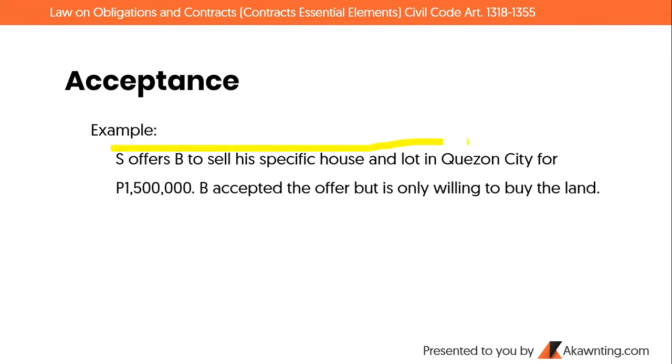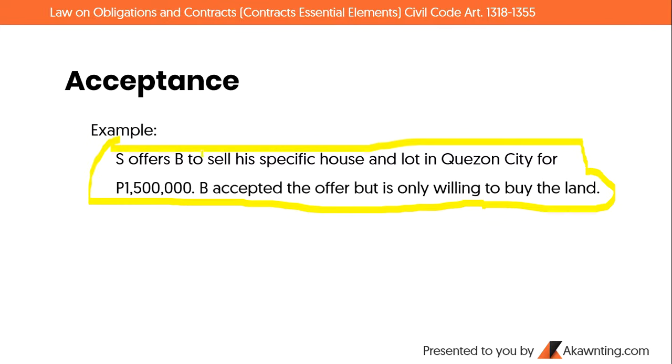Okay, so this is an illustration of how an offer or an acceptance must be absolute. S offers to B to sell his specific house and lot in Quezon City for 1,500,000. B accepted the offer but is only willing to buy the land. So, in-accept niya nga pero hindi lahat. Yung land lang daw gusto niyang bilhin. So, in this case, wala pa tayong consent. Wala pa tayong nabubuong consent. So, therefore, wala pang contract.